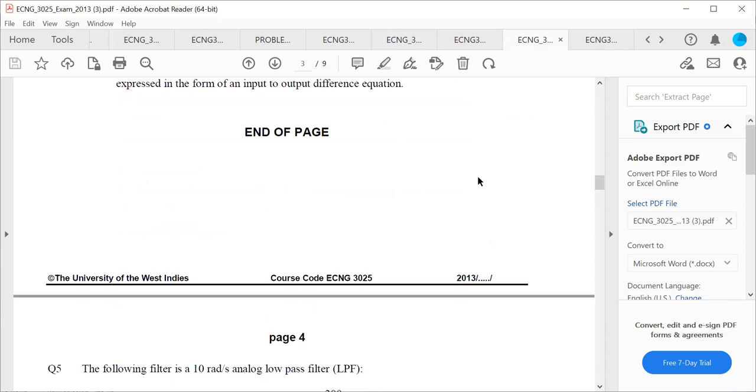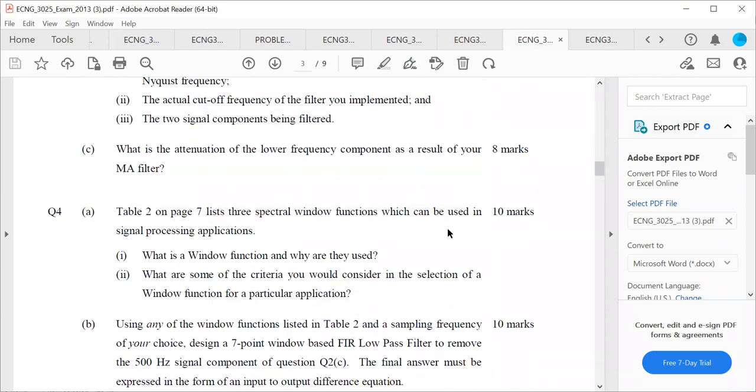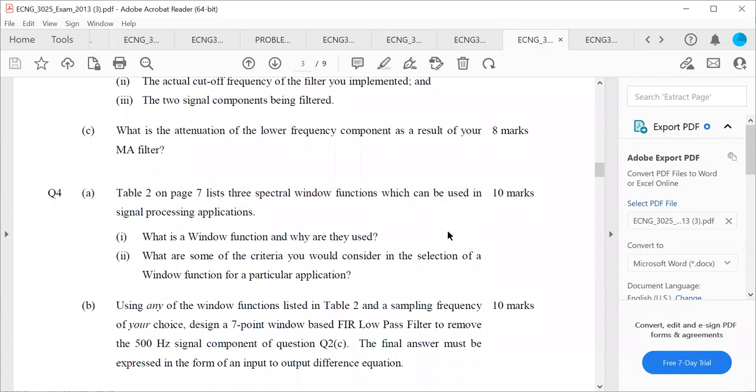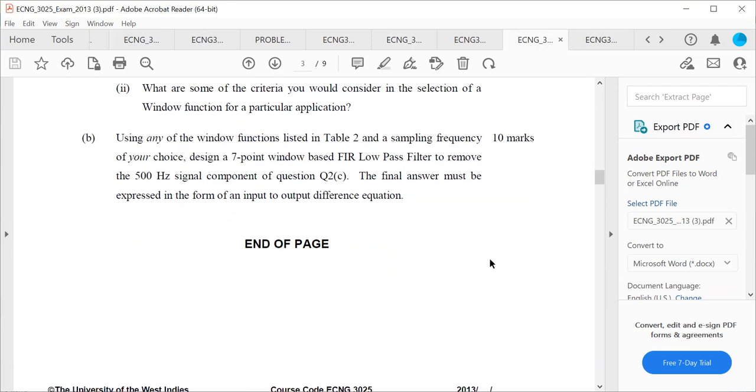Okay. And the rest of the questions are similar type questions. They're moving average, window functions, why you use window functions and so on. Right, as Amanda said, you're trying to use the window functions here to stop leakage. And you describe what the window function is and the criteria that they consider for the selection of a window function, right? How wide the main lobe is and how much the subsequent lobes get attenuated.